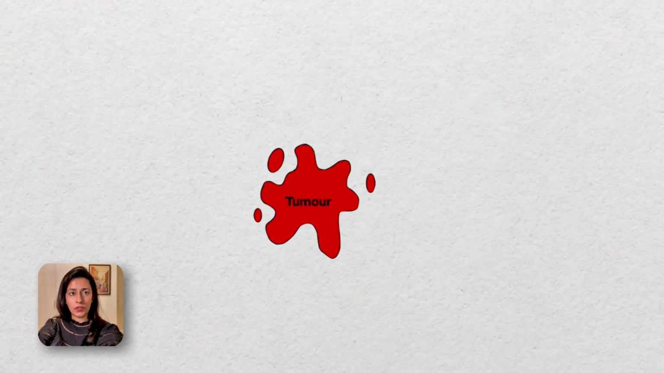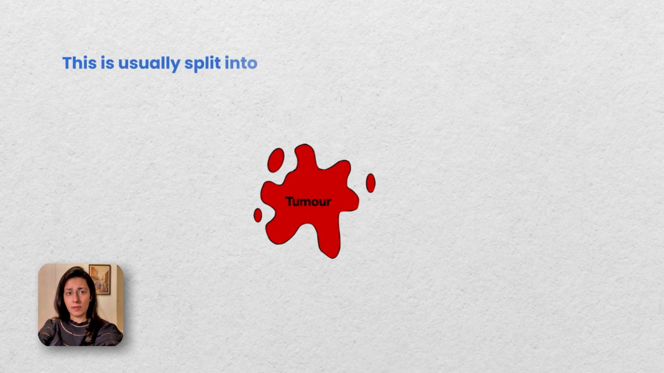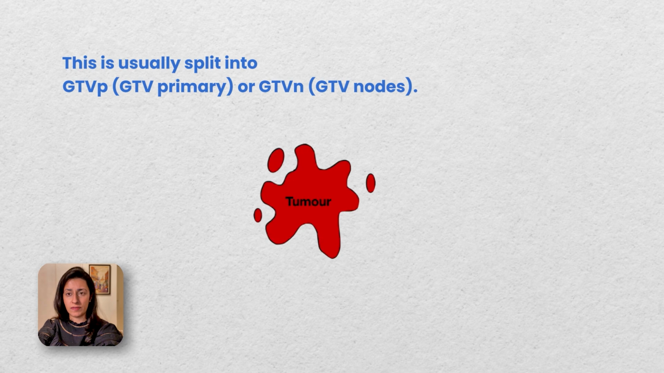The gross tumor volume. This is the gross tumor defined from a reconstructed 3D image of the patient, such as a CT, MR, or PET scan, and clinical examination. It's usually split into GTV-P, so the GTV primary, and GTV-N, GTV nodes.